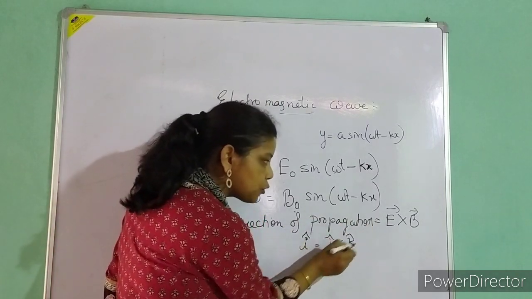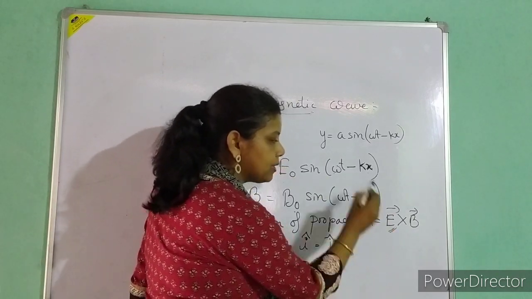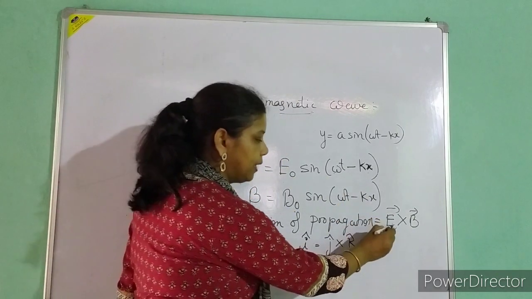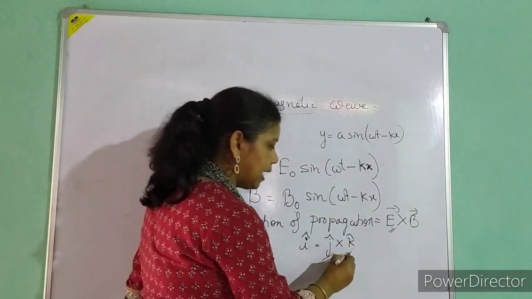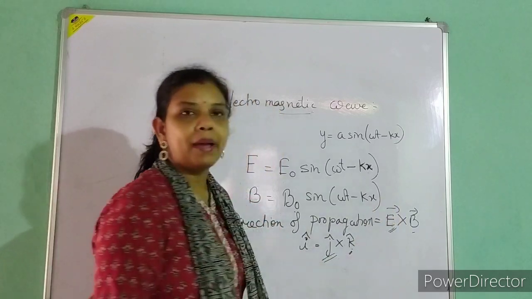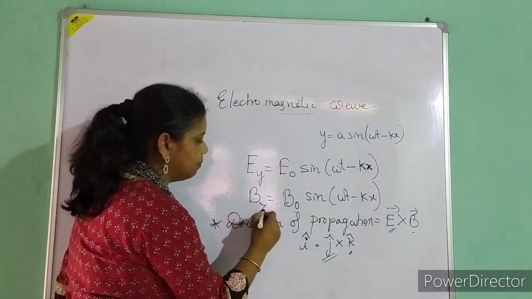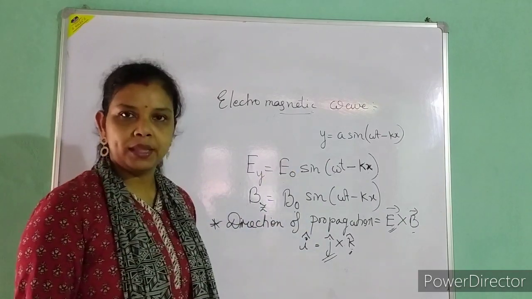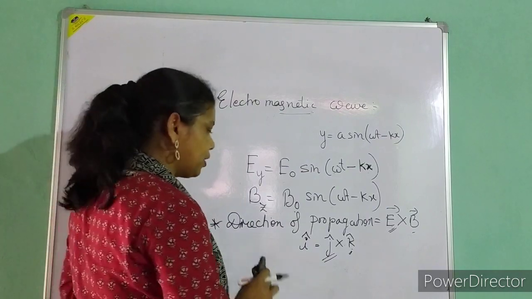If I compare these two, in place of j, the direction of what is given? Electric field. It means the electric field direction is j, that is along the y-axis. Similarly, k is in place of B, so the magnetic field is along the z-axis. So I will write Ey here, and I will write Bz. So hope it is clear to you. So that is the electric field, the direction of propagation, all these things.